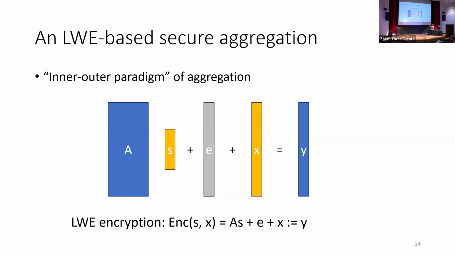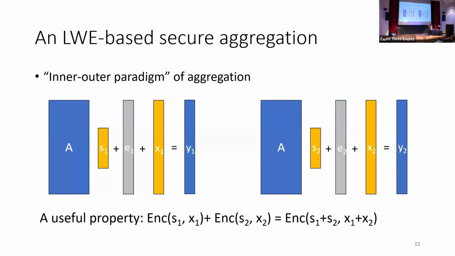So let's start with the basics of learning with error encryption. Suppose the client has a short key S, and the client's input is a long vector X. Now the learning with error encryption is computed as the matrix A times S plus an error vector plus X. Here you need some scaling factor, but I'm omitting it just for simplicity. And then you get the encryption of X as Y. The length of Y is exactly the same as the length of X.